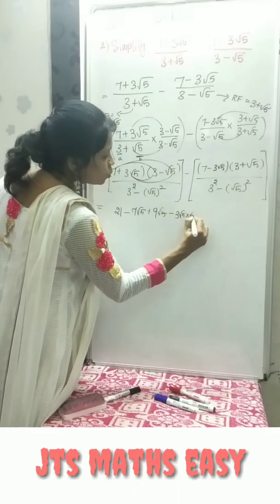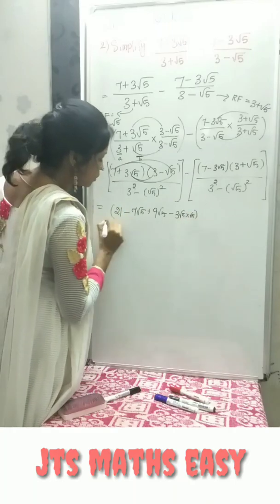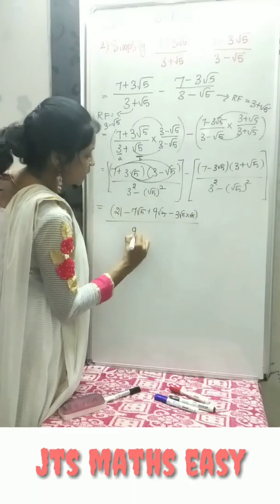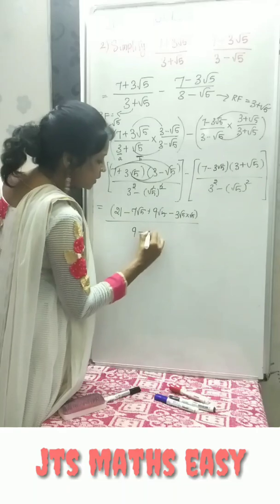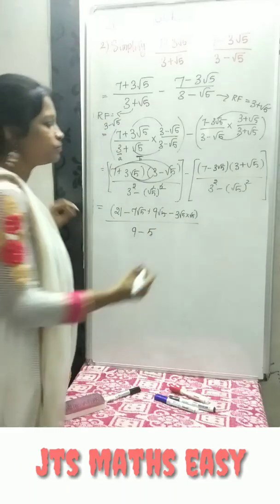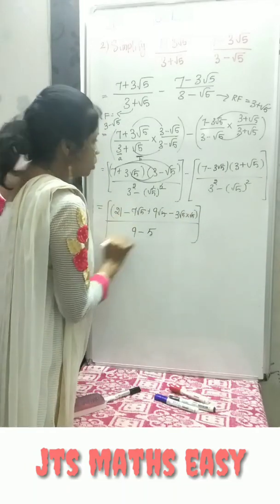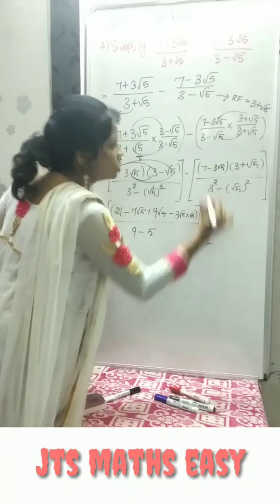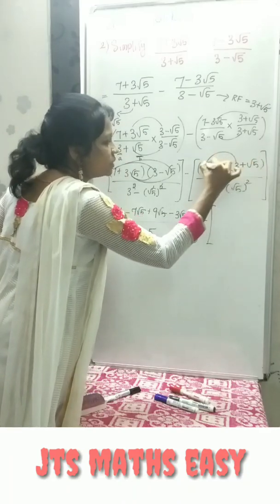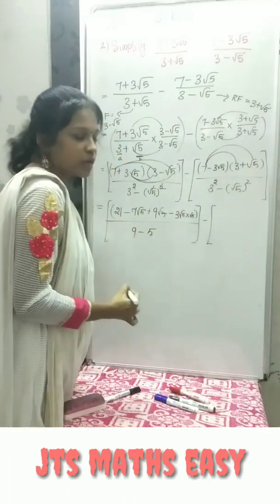Root 5 into root 5. Okay, this is the numerator, and the denominator is 9 minus 5, since the square and root get cancelled. Now your second term. We want to do the same. You have to multiply 7 with the first number as well as with your second number.